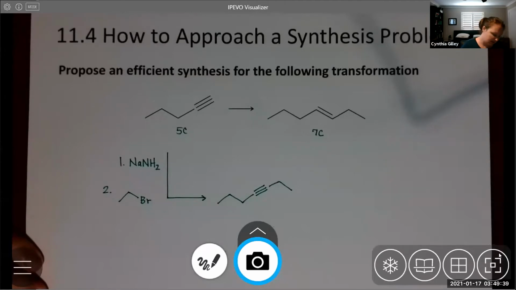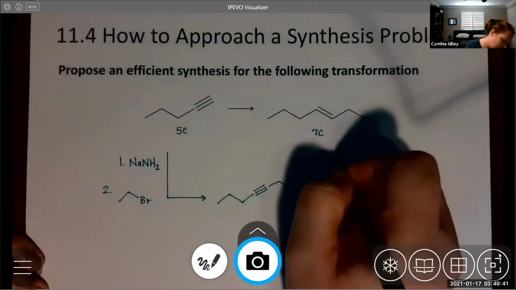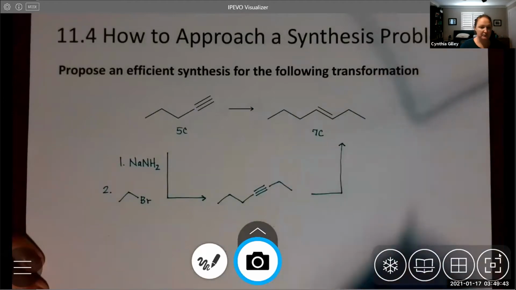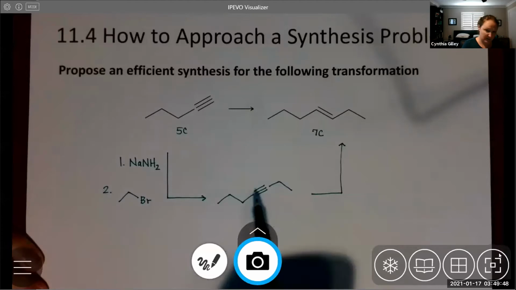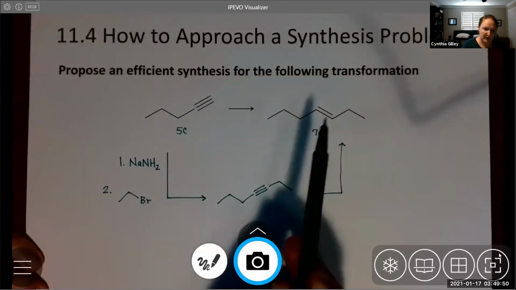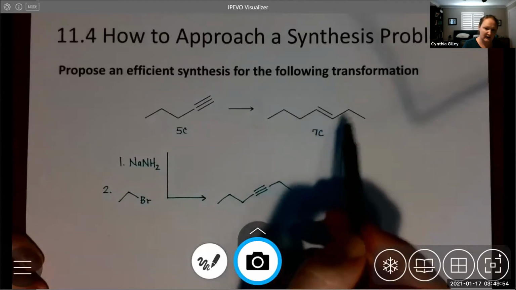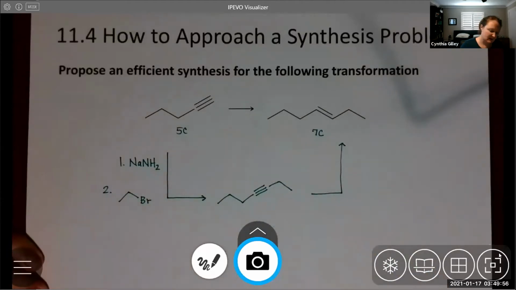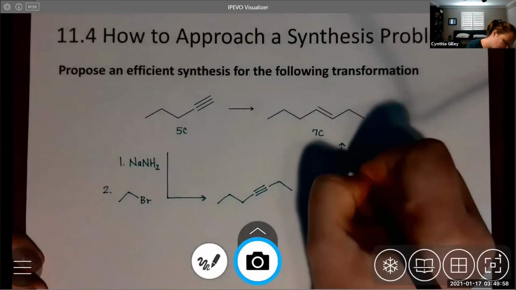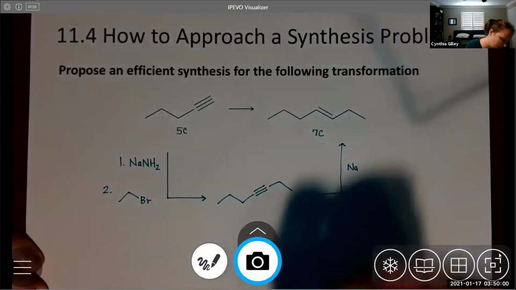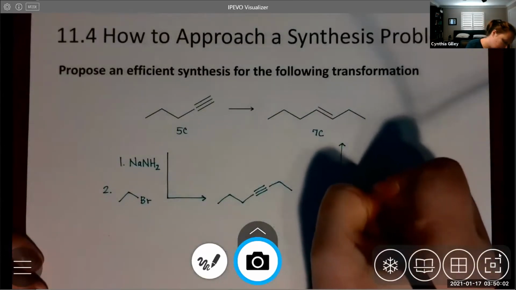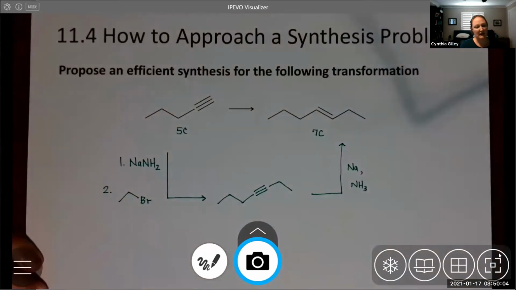But I still need to convert the triple bond to a double bond. And it looks like it just needs to be reduced to a double bond. And it looks like it's a trans, so an E alkene. So in order to get a trans alkene, I need the dissolving metal reduction condition. So sodium metal in liquid ammonia will be a way to reduce an alkyne to a trans alkene.